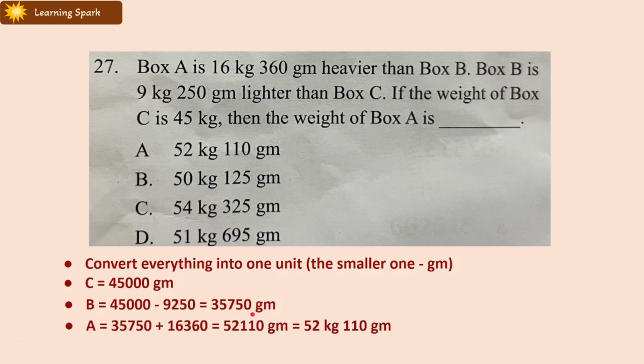Now let's calculate the weight of box A. Box A is 16 kg 360 gram heavier than box B. So 16 kg 360 gram we have converted again into gram, and box B's weight is this much, which we have already got. A is heavier, so we add these two together and we get this figure, which is 52 kg 110 gram, and that is your answer here.